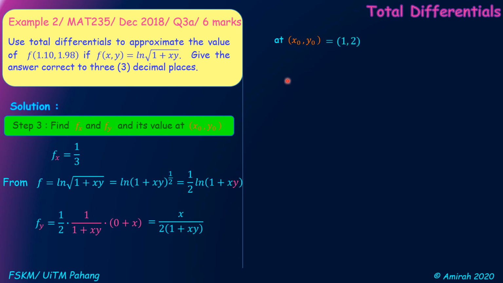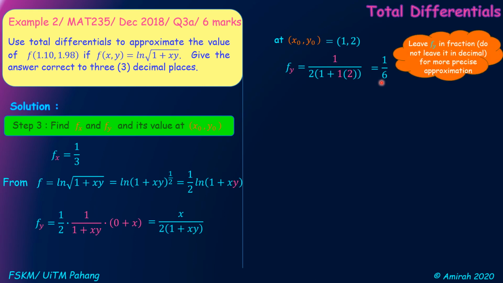Right. Then we can find the value of fy at x naught, y naught. So we get 1 over 2 and then 1 plus x we replace by 1 and then times 2. Okay, and then we simplify, so we get 1 over 6. Okay, we leave fy in fraction. Do not leave it in decimal for more precise approximation. Alright.